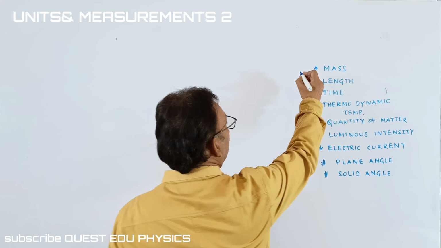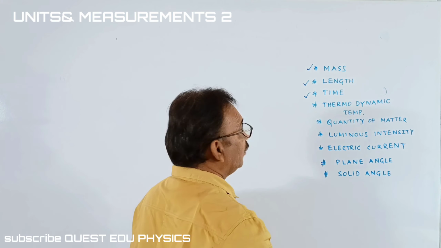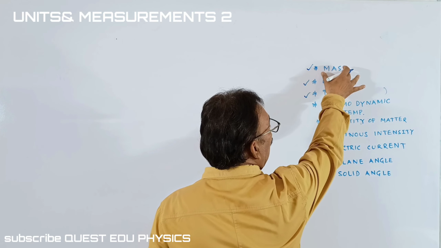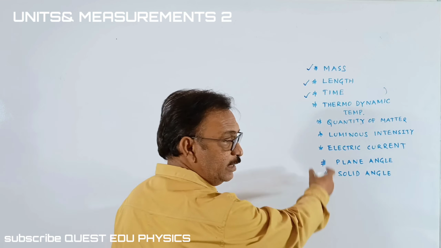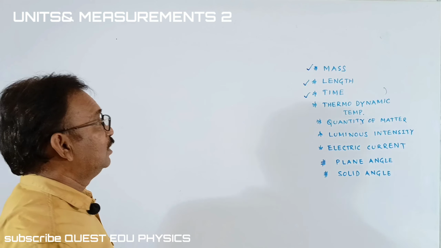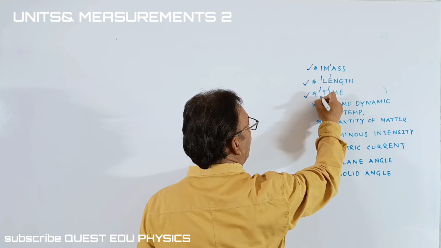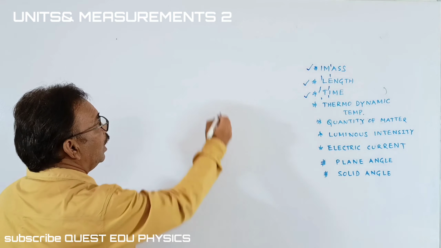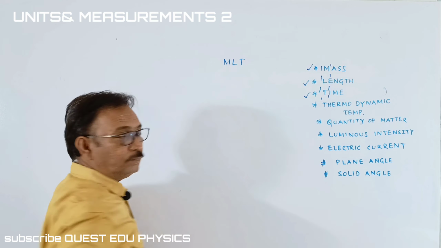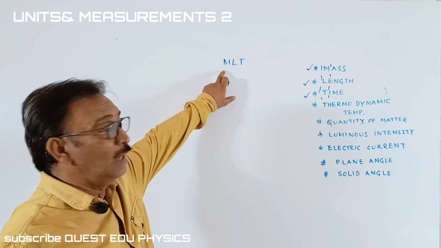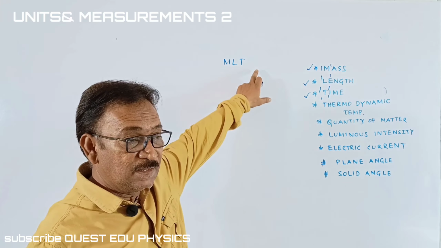Basically, we will take these fundamental physical quantities to write the dimensional formula. Most of the physical quantities have mass, length and time terms. In addition to that, thermodynamic temperature or quantity of matter, anything can be added, okay, students. First, I am taking the first letters of these three base physical quantities. I am writing them as M, L, and T. Okay, students, M, L, T: mass, length, and time.